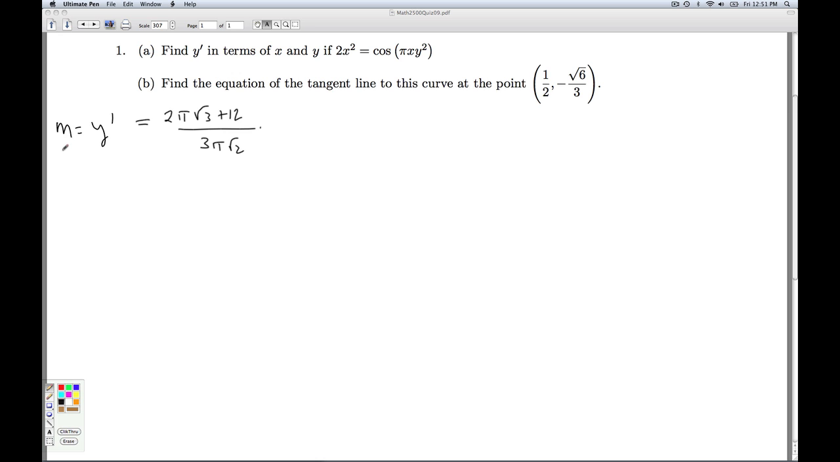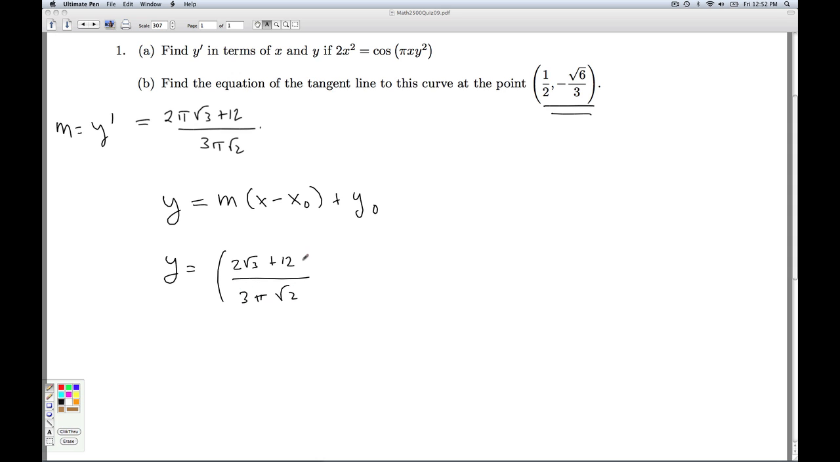Okay, so we have the slope of the tangent line, which is the derivative, is that. And now we have the point on the curve. And so we go back to our point-slope form of a line. So there's the slope, x minus a half, plus negative radical 6 over 3. So the plus is really going to be a negative there.